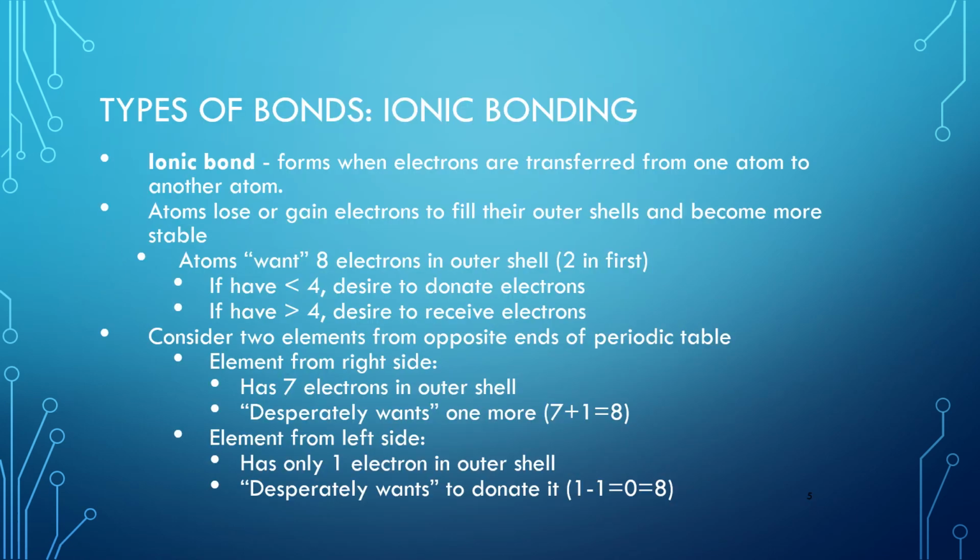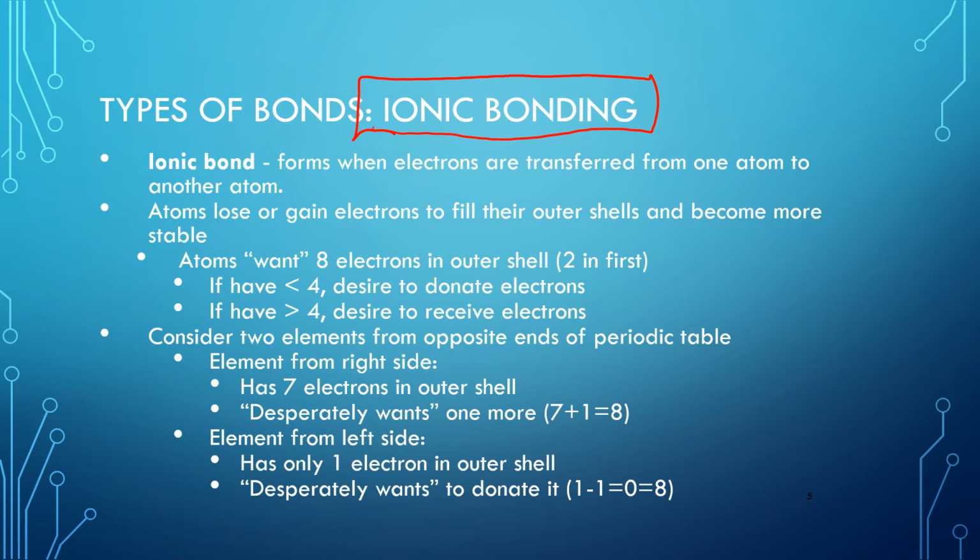We're going to talk about the two primary types of bonds that occur in forming molecules or compounds. Those words have slightly different meanings in chemistry, but I will tend to use them interchangeably. The first type we're going to talk about is ionic bonds. Ionic bonds form when electrons are transferred from one atom to another atom.